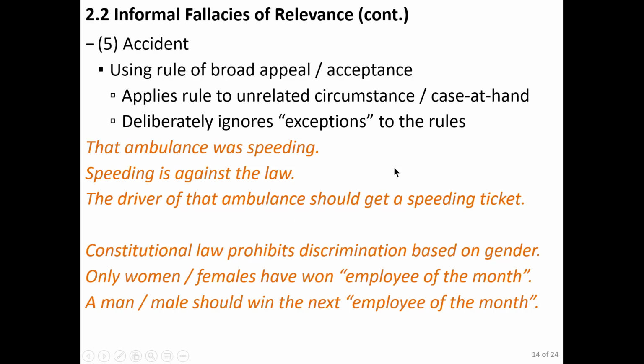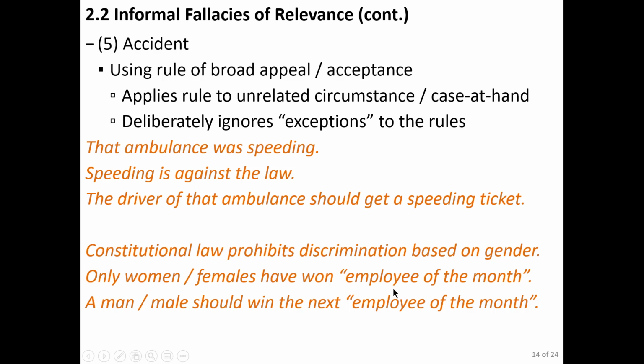So as an example, the ambulance was speeding. Speeding is against the law. The driver of the ambulance should get a speeding ticket. Well, if an ambulance is speeding, get the heck out of its way, right? Just because it's speeding, yeah, it may be against the law, but they get a pass because there are certain exceptions to that rule. Constitutional law prohibits discrimination based on gender.